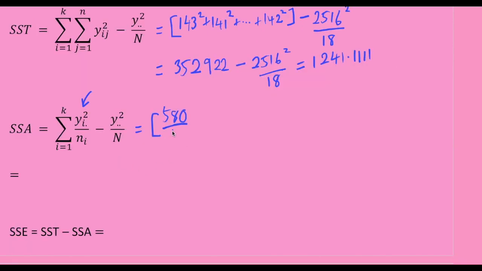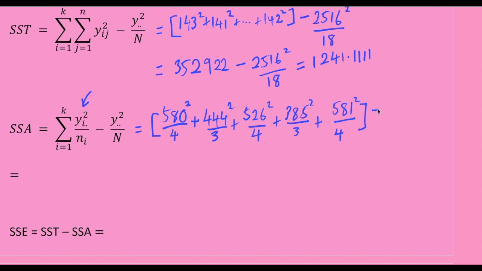So we have here 580 divided by 4, plus, this is squared because it's yi dot square, 444 square divided by the number of observations, which was 3, plus 526 square divided by 4, plus 385 square divided by 3, plus 581 square divided by 4, minus y dot dot square, which is 2516 square divided by 18. And this gives us 1098.6944.